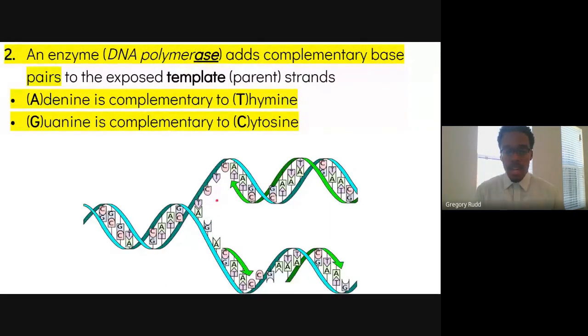We can see that taking place here. Where there's a G, we add a C. Where there's an A, we add a T. Here on this C, we need to come in and add a G. Here on this T, we need to come in and add an A. And the same thing is happening on both strands.